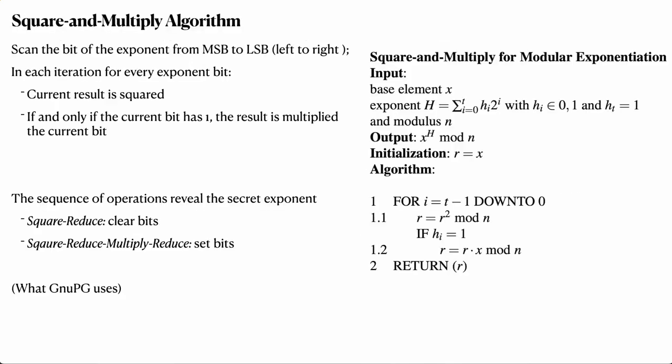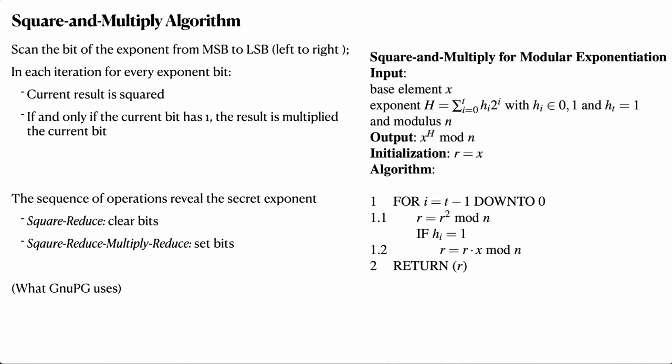The square and multiply algorithm is an extension of RSA. It scans the bits of the exponent from the most significant bit to the least significant bit, which is left to right. In each iteration, for every exponent bit, the current result is squared, and if the currently scanned exponent bit has value 1, a multiplication of the current result by x is executed following the squaring.